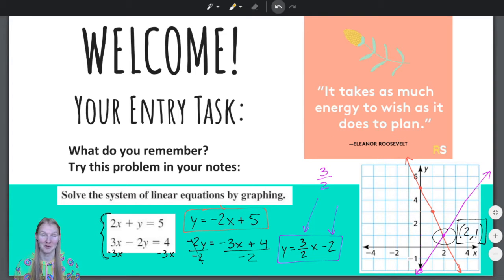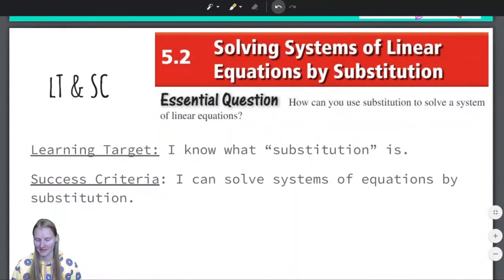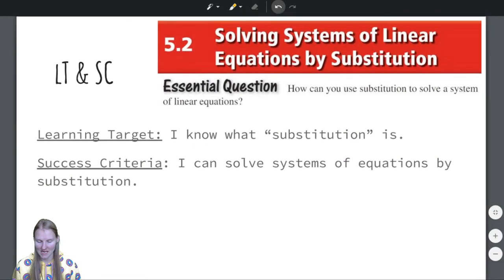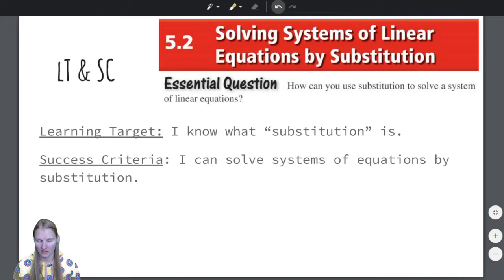Okay, alrighty, but for now, let's move on to what we have for today. Today, in this video, we are going to be looking at 5.2. This is the first part of 2 parts of 5.2. 5.2 is about solving systems of linear equations by substitution.